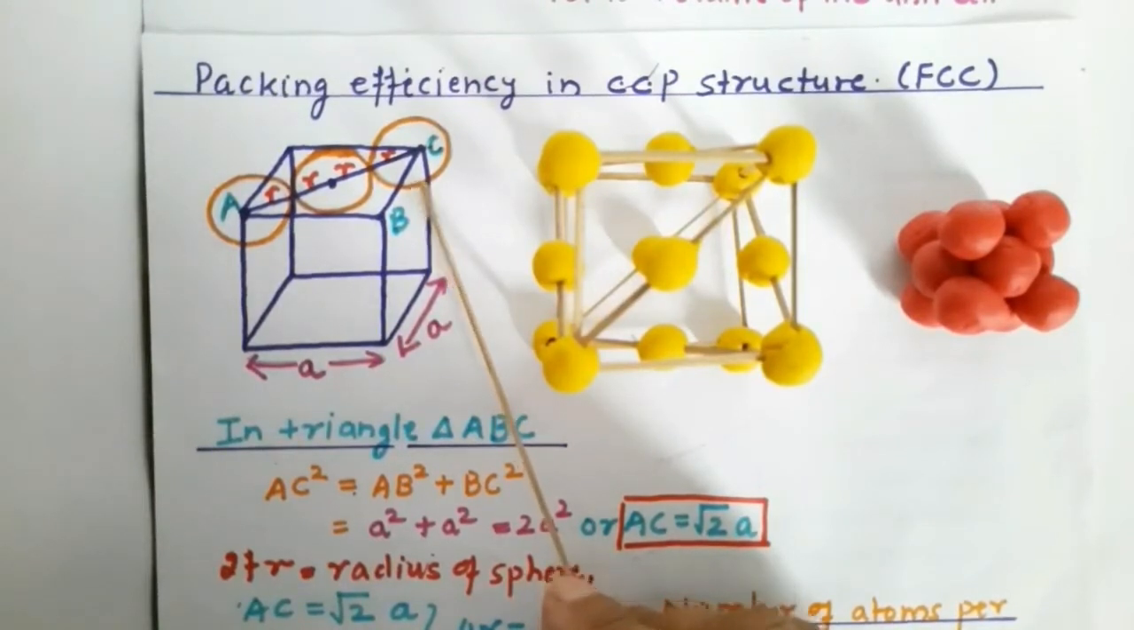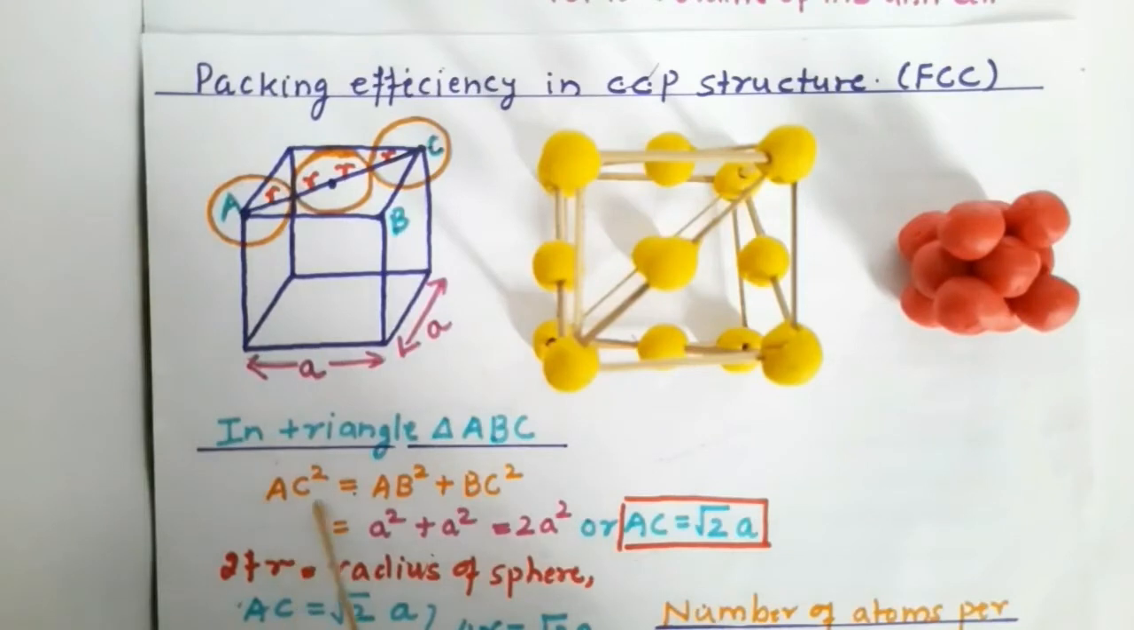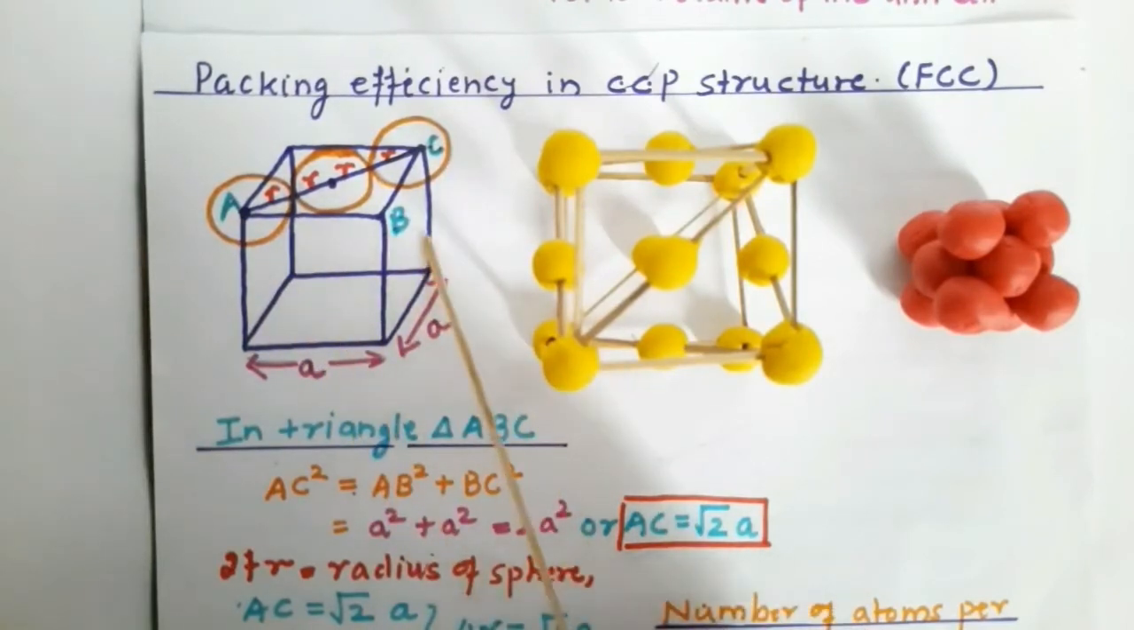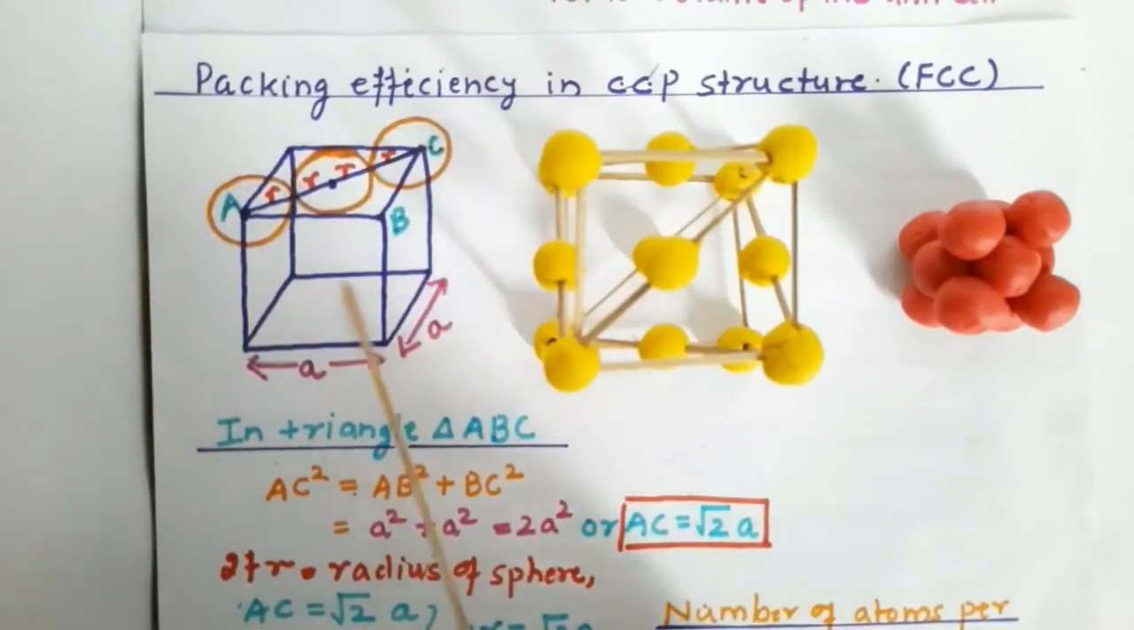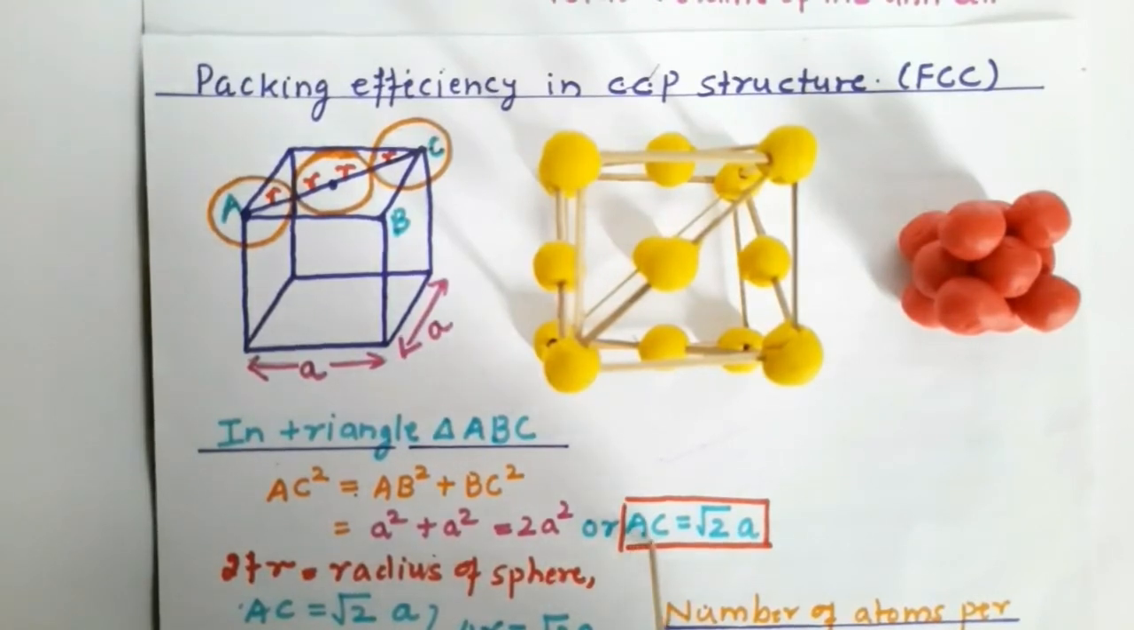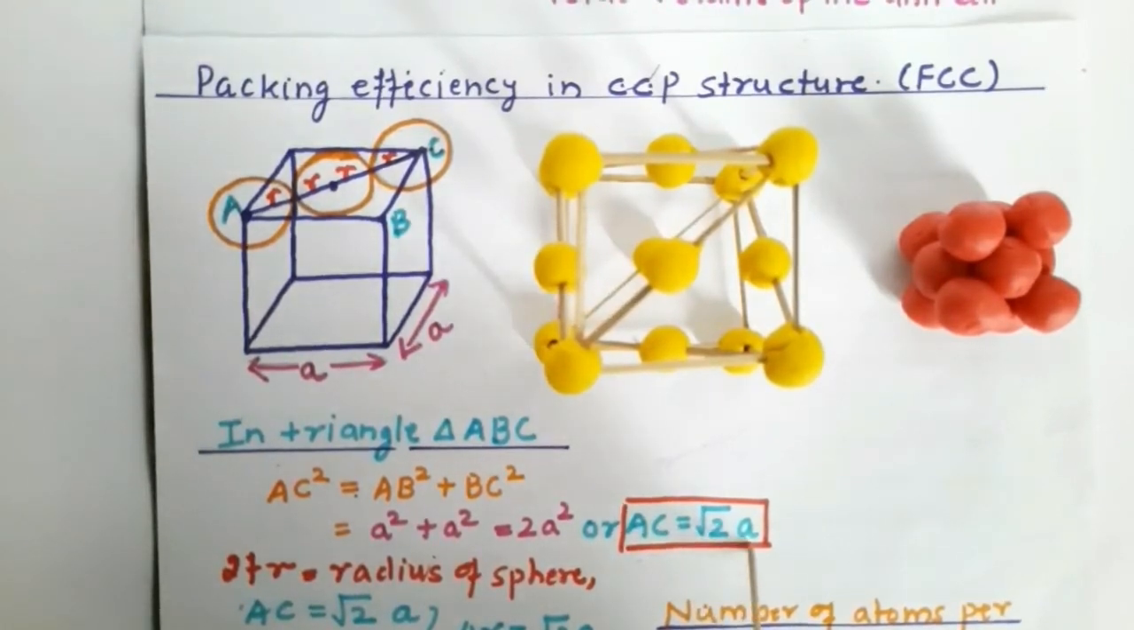and according to the Pythagoras theorem, AC square is equal to AB square plus BC square. Here AC square will be equal to AB square plus BC square, and AB is equal to a and BC is also equal to a. So AC square will be equal to AB square, that is a square, and BC square, that is also a square. So AC square is equal to a square plus a square, that is 2a square. And taking the root on both the sides, we get AC is equal to root 2 a.